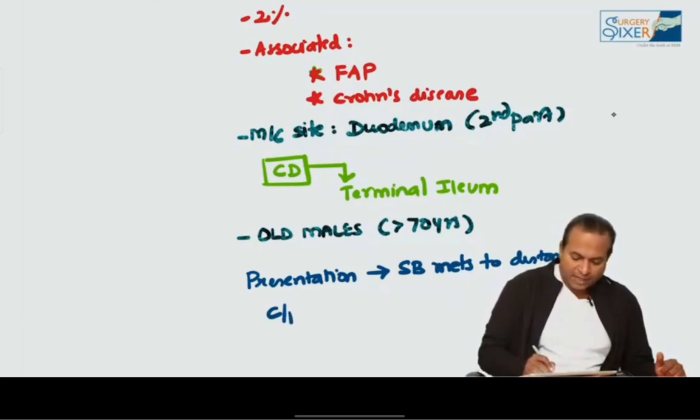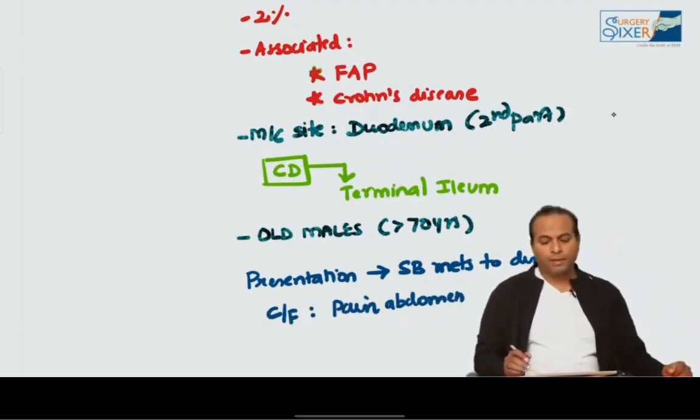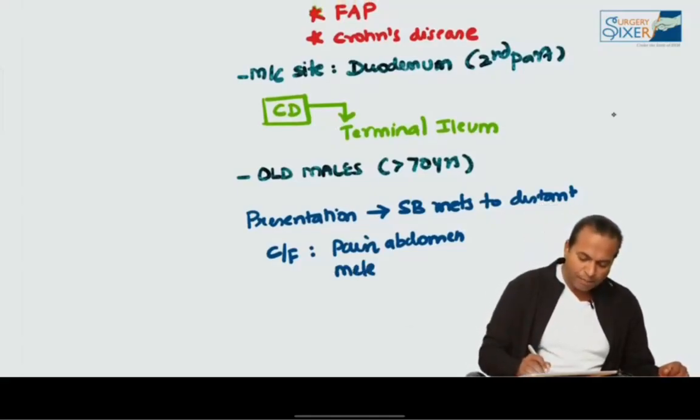And the commonest clinical feature is pain abdomen. So they can present as pain abdomen. Okay, that is one of the commonest clinical features. It can present with melena. It can present with intestinal obstruction. Like that, many other clinical features are there.